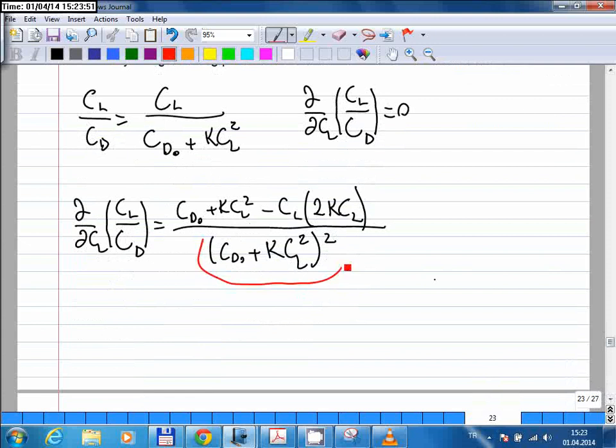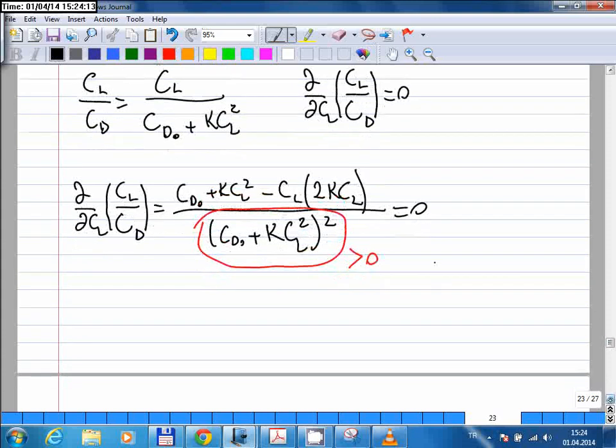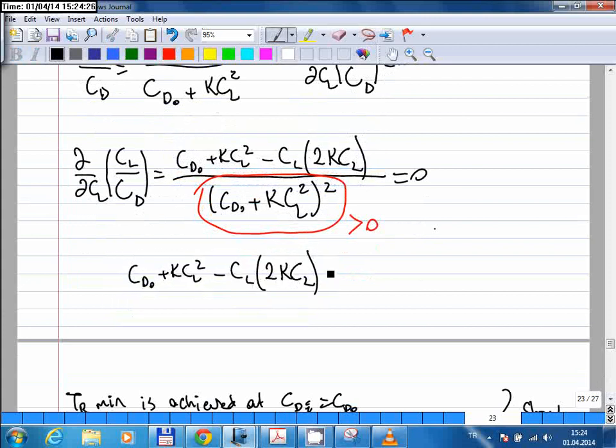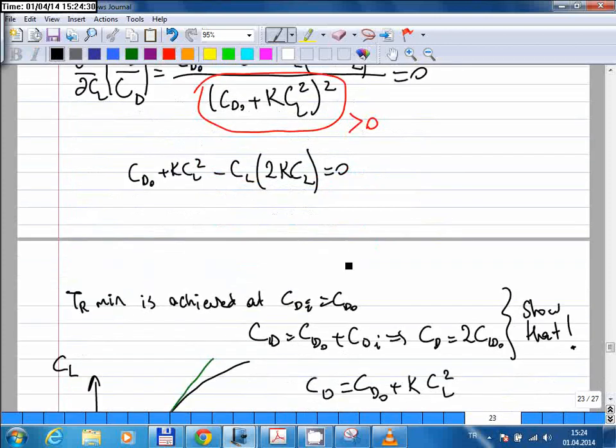Now you should see that the denominator is a quantity which is always positive, right? You're taking the square of the drag coefficient, which is always a positive number, so this can never be zero or negative. And if I want to equate this to zero, then it is sufficient if I just equate the numerator to zero. So let me take the numerator. This thing equal to zero is what I'm looking for. This gives me CD0 plus K CL squared minus 2 K CL squared, and in the end, I get CD0 minus K CL squared equal to zero. So from here, I get that K CL squared is equal to CD0.